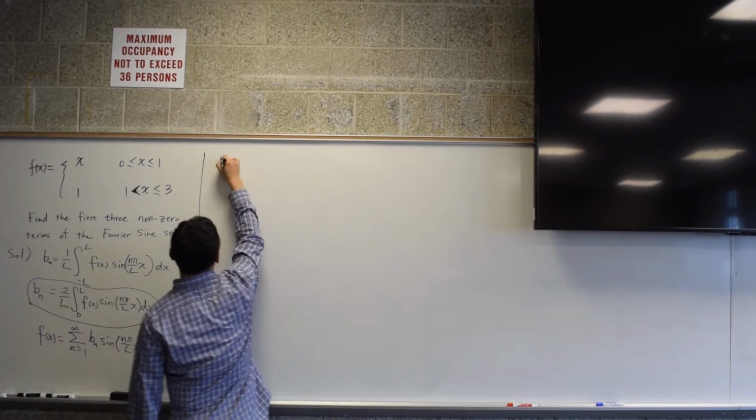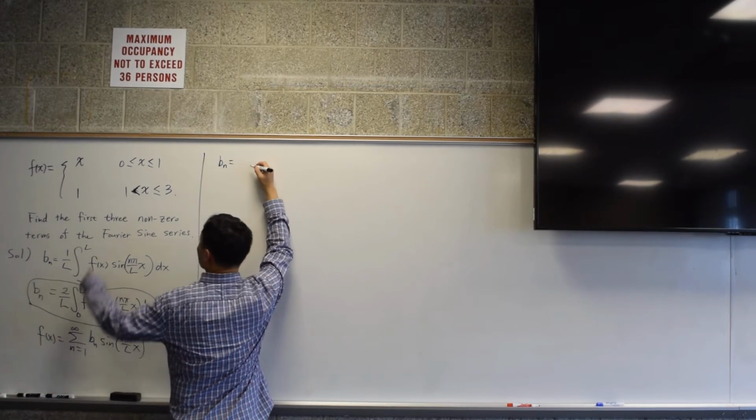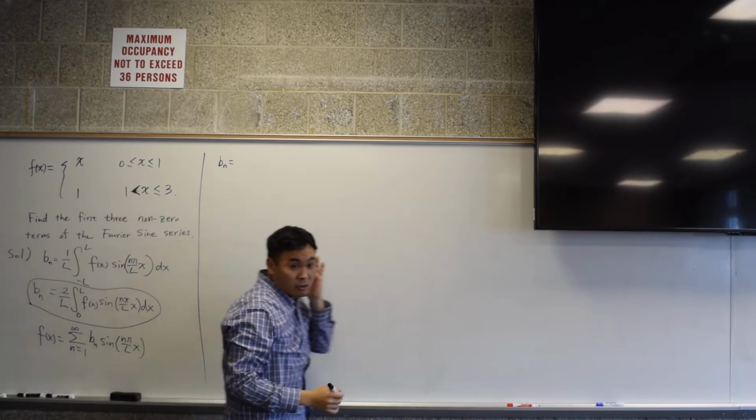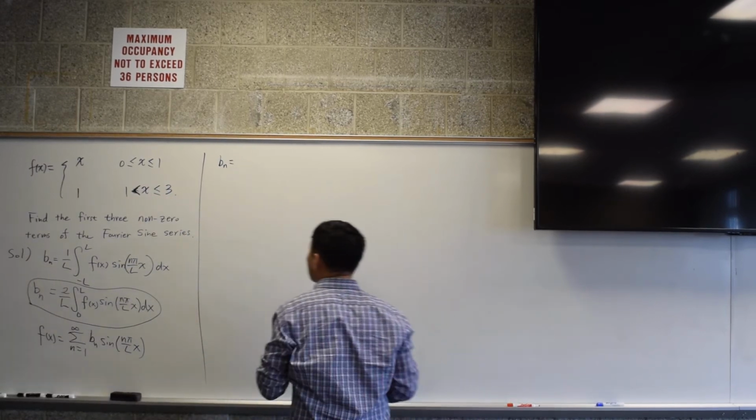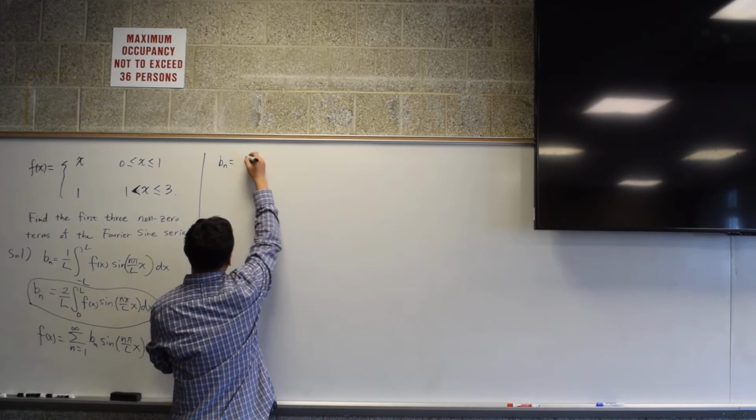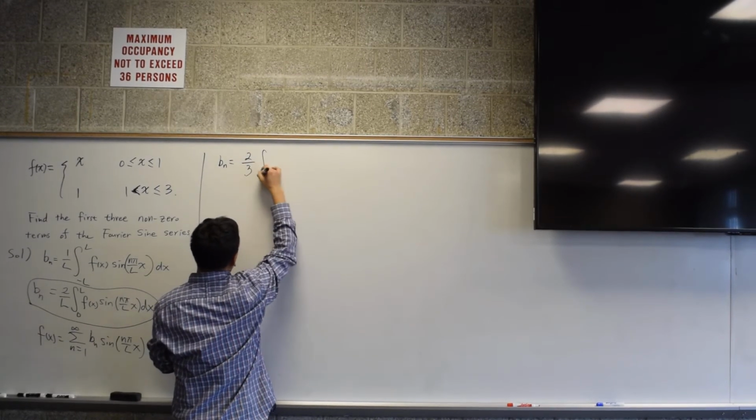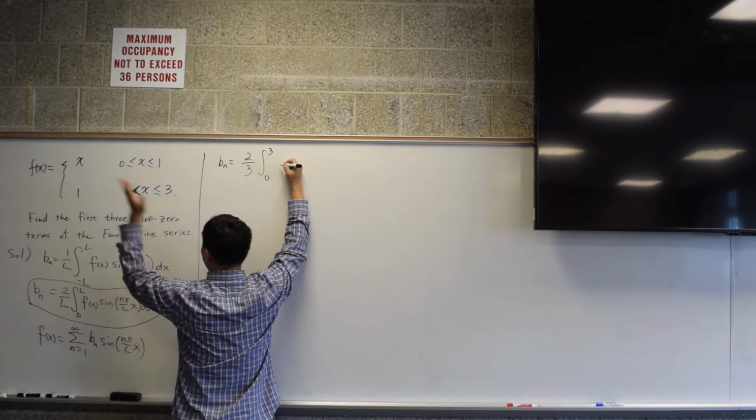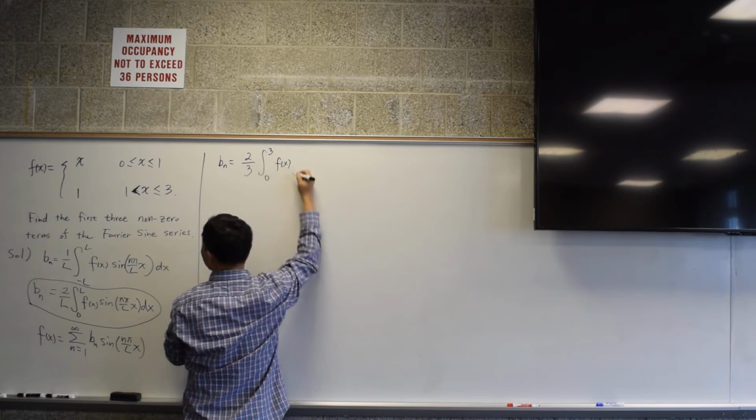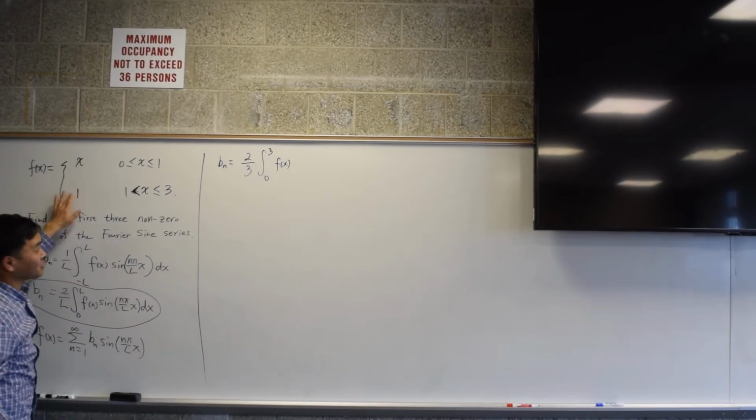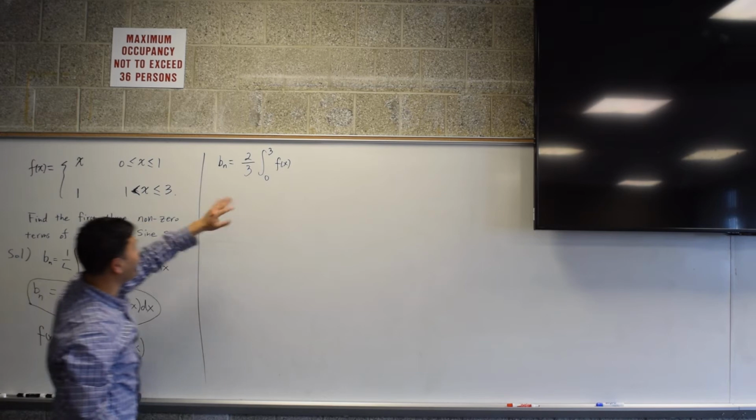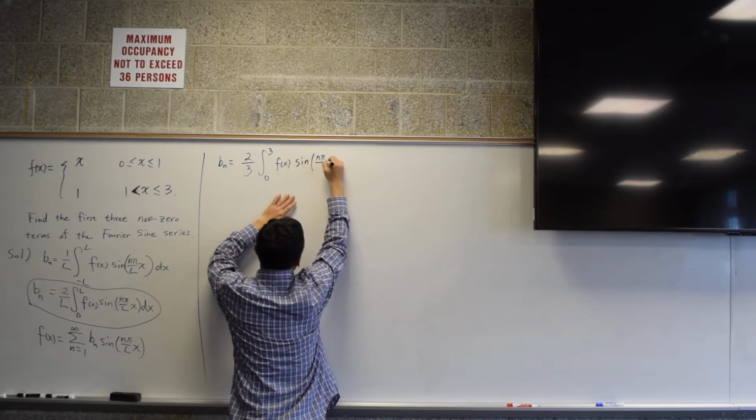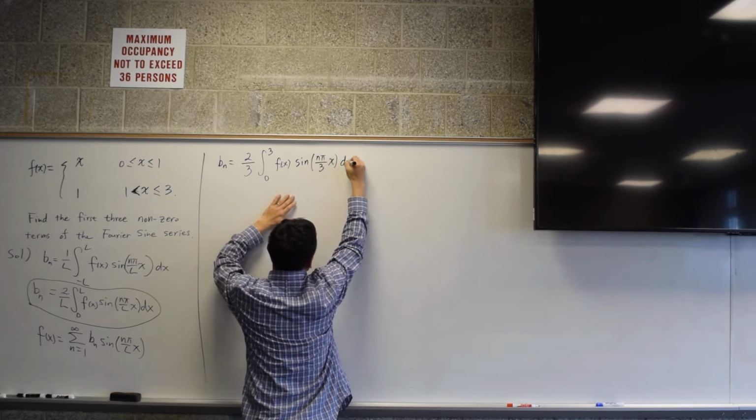Bn equals. The entire interval is from 0 to 3, right? So what should you take your L as? Not negative 3, it will be positive 3. So 2 over 3, integral from 0 to 3. Your function is, I can't state what f of x is because it's different on these two intervals, so I can only write it like that. And it's sine of n pi over 3 x dx. That's what we have to do.